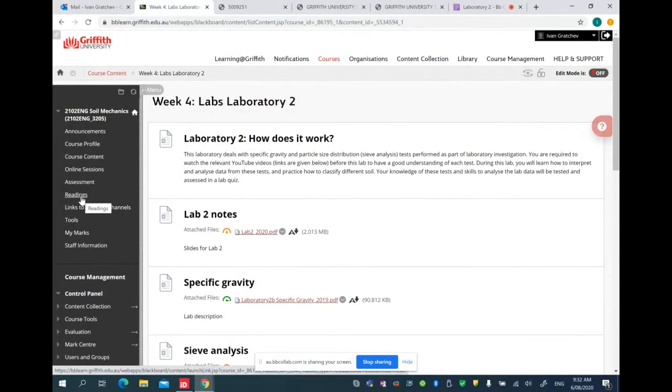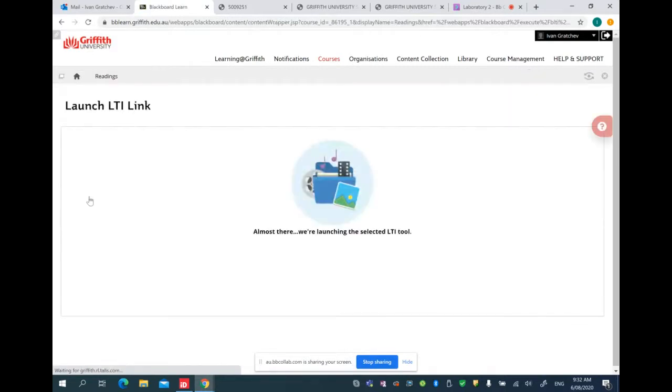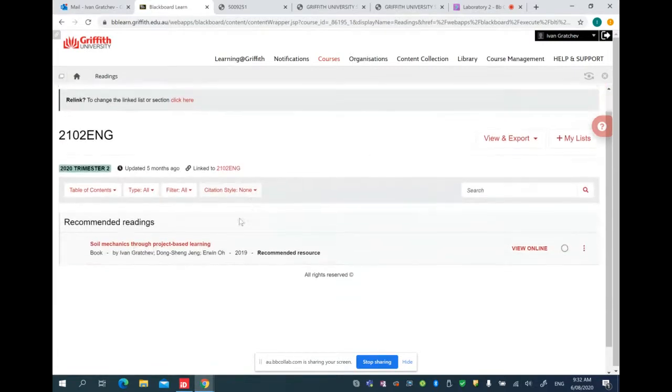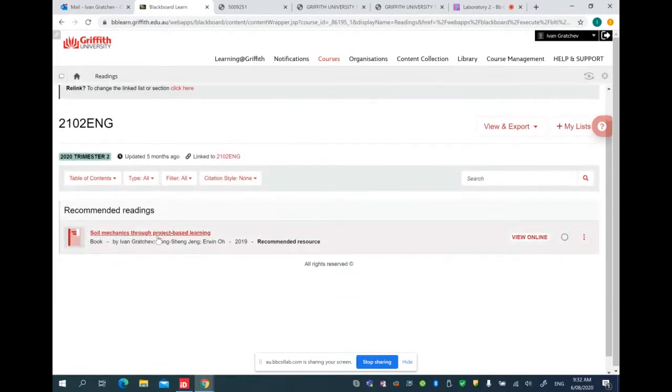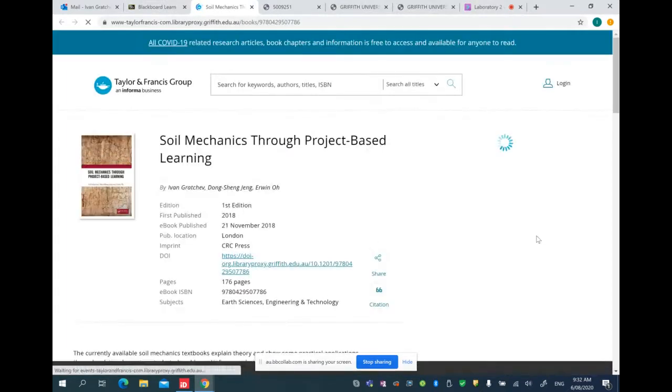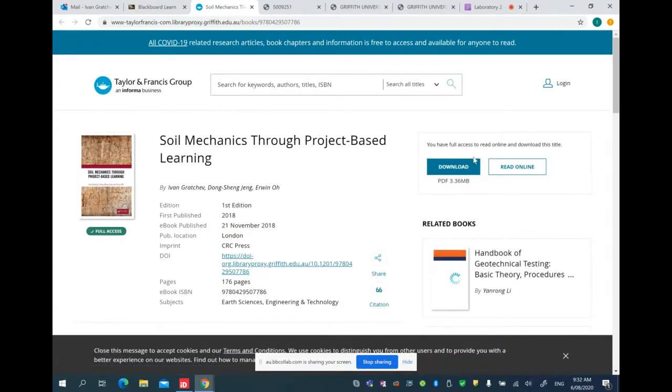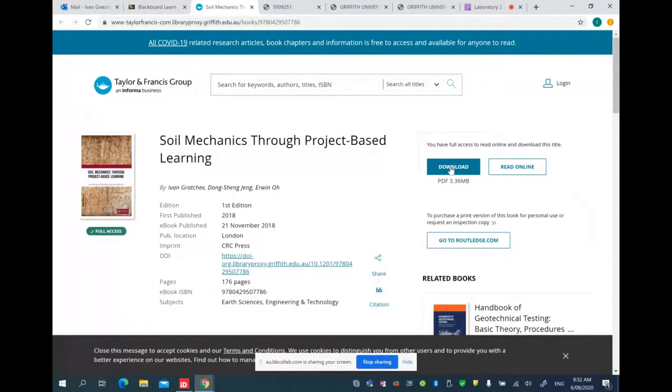Look, if you go to readings, you can probably see what I'm doing. And it says Soil Mechanics through Project-Based Learning. So that's the readings and view online. Just view online, you should be able to download it. It takes you to this page, and it says download, so it's free, or read online.